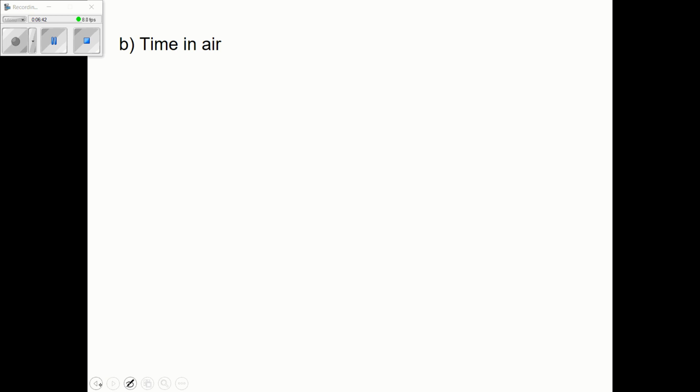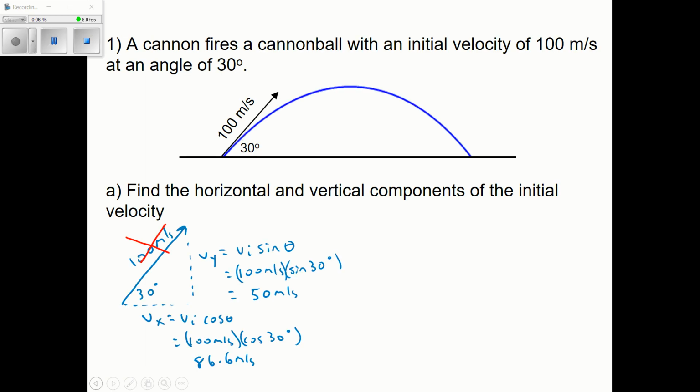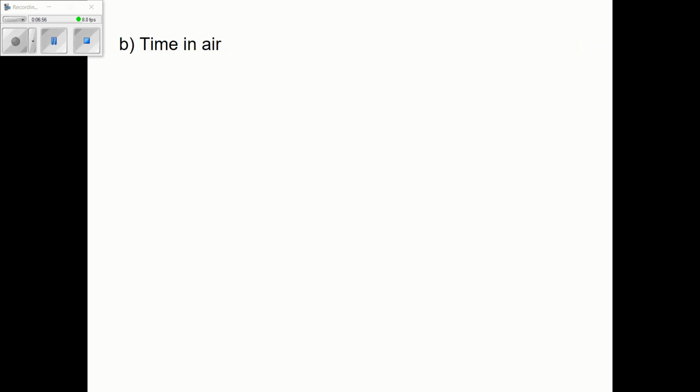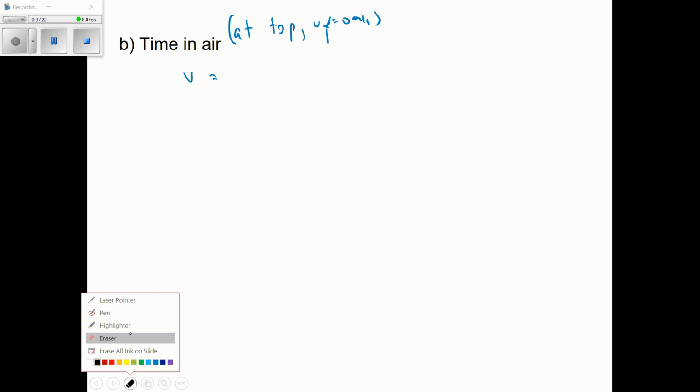If you think back to the projectile at an angle, vertically fired projectile problems, we found time in the air knowing that at the top, at point B, the y velocity is 0. So I'm going to write that hint down. At the top, Vy equals 0. So I can use this formula like we did. This is exactly like the vertically fired object problems. So we do Vf equals Vi plus At.